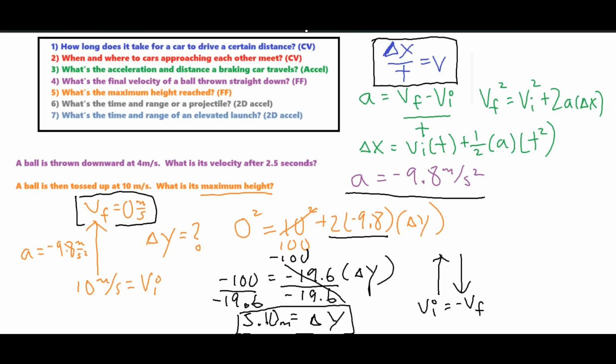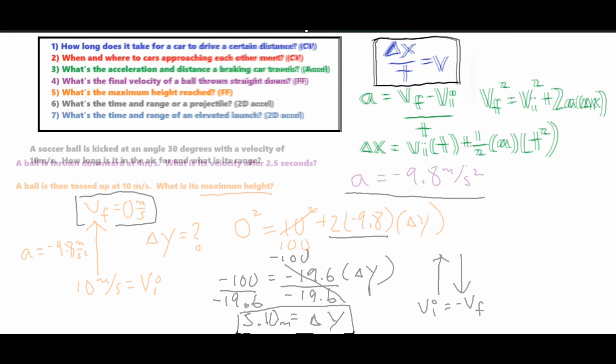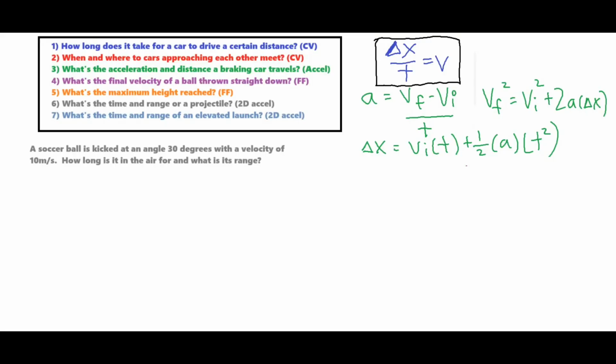All right, now moving on to 6 and 7, our last two problems that are 2D acceleration problems that are projectile problems. So for our first projectile problem, we have a soccer ball that's kicked at an angle of 30 degrees with a velocity of 10 meters per second. How long is it in the air for, and what is its range?